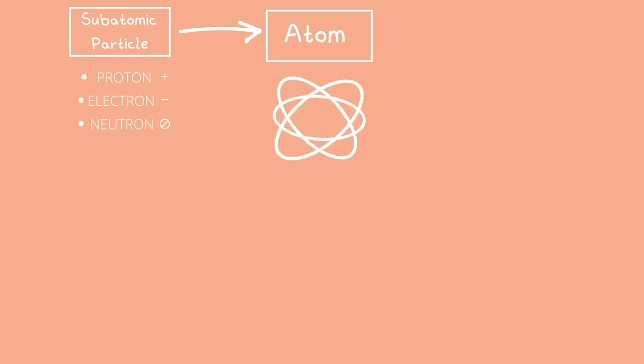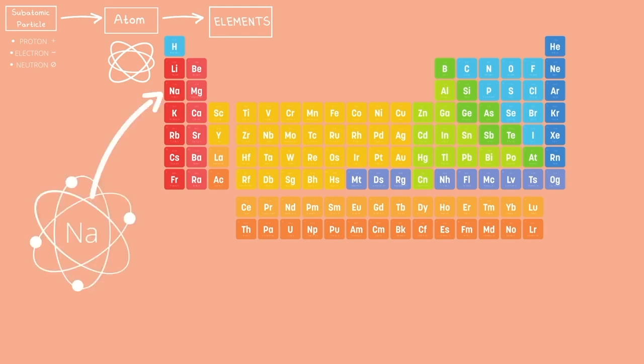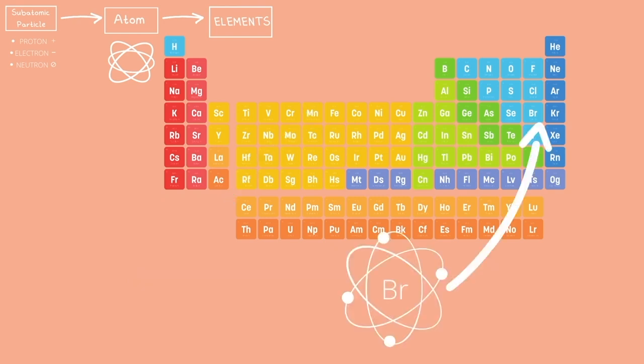Now our atom is what makes up our elements, and our elements are all found on the periodic table. Elements cannot be broken down into any simpler substance, even by chemical reaction. That gives these their special place here on the periodic table. Each element is composed of one unique type of atom. So, for example, the element sodium is only made out of sodium atoms, iron is only made out of iron atoms, and bromine is only made out of bromine atoms.